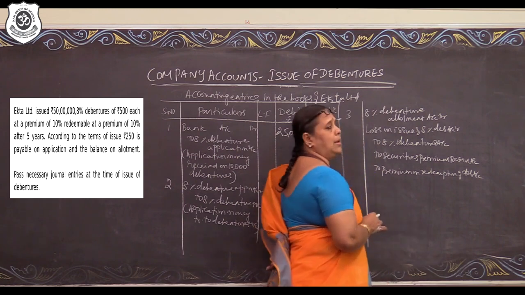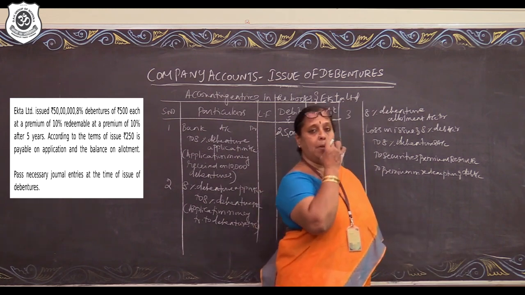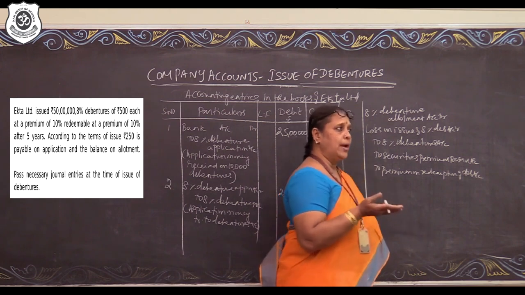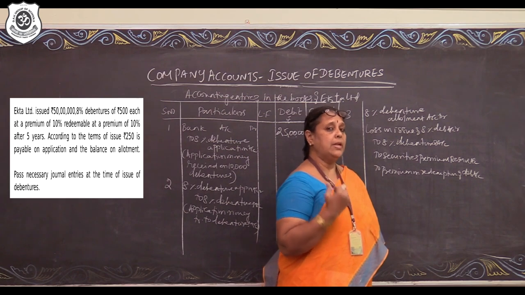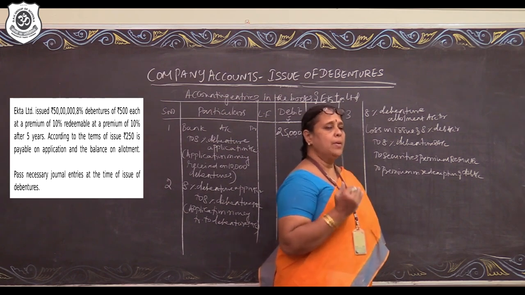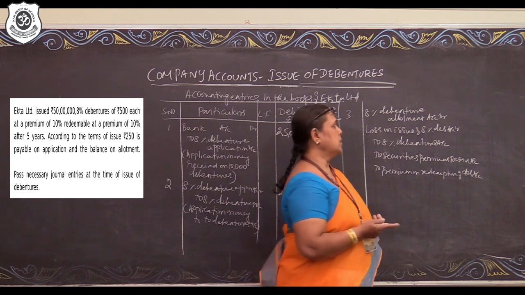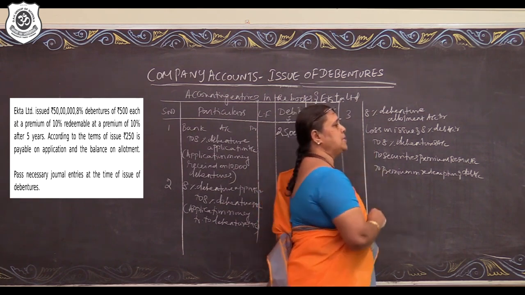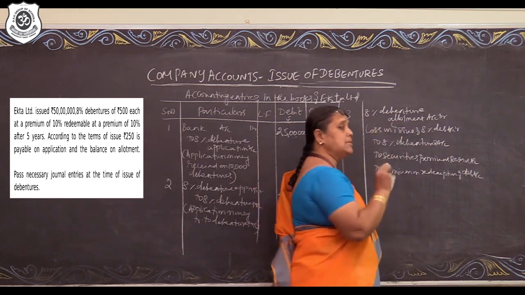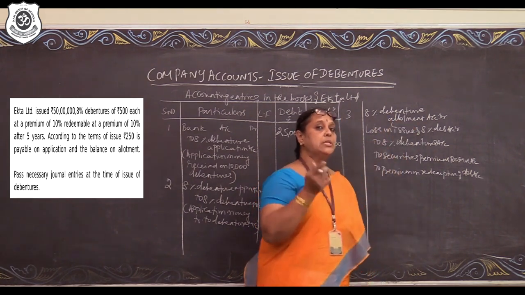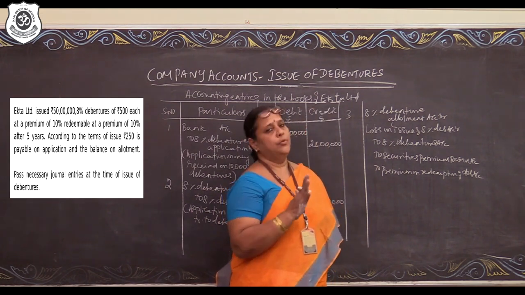So, you have the remaining 250 rupees plus premium. Securities premium is 10%. Premium on redemption is also 10%. But securities premium will be received along with allotment. Premium on redemption is adjusted against loss on issue of debentures account. So, 8% debenture application and allotment will be 250 plus, please remember, 10% of 500 rupees. 10% of 500 rupees will be 50 rupees.